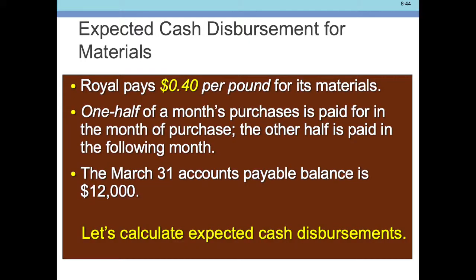Okay, so direct materials, we know how much we need. We know how many units we're going to produce. We know how much material we need. Now we need to buy it. So let's find out how much we're going to pay for this. It's 40 cents per pound.